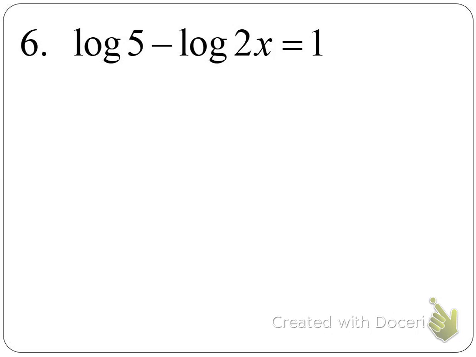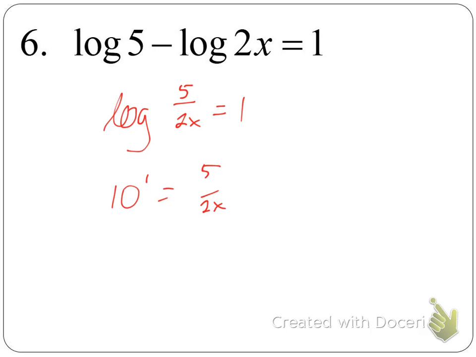Okay? All right. Now, same thing here, only now we've got subtraction. And so what we're going to end up creating is a fraction. When we condense down, right, subtraction leads to division. So we go 5 divided by 2x. And we still have the same problem as before when we do not have the same logarithm on the right side. So we've got to switch this to exponential form. 10 to the first equals 5 over 2x.